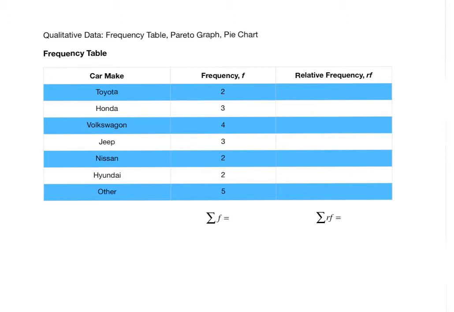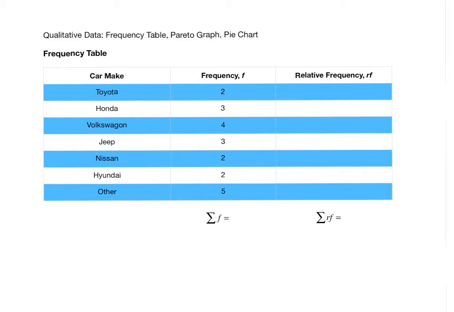We're going to start here with some qualitative data. With qualitative data, there are three things that you're expected to do. You should be able to create a frequency table, which is what you see here. You should be able to create a Pareto graph, which we'll talk about next, and you should also be able to create a pie chart. We'll start with the frequency table.